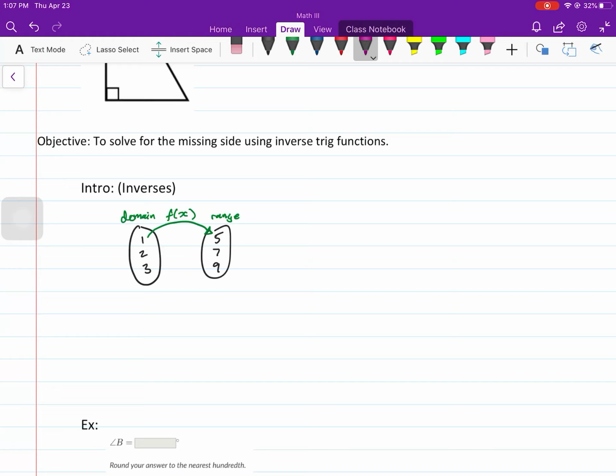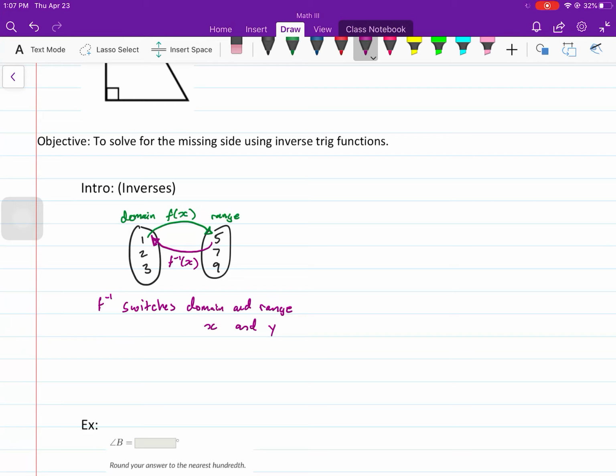So what does an inverse function do? Well, what an inverse function does is it maps backwards. And what it does, f inverse switches domain and range, x and y. It's going to switch those two.